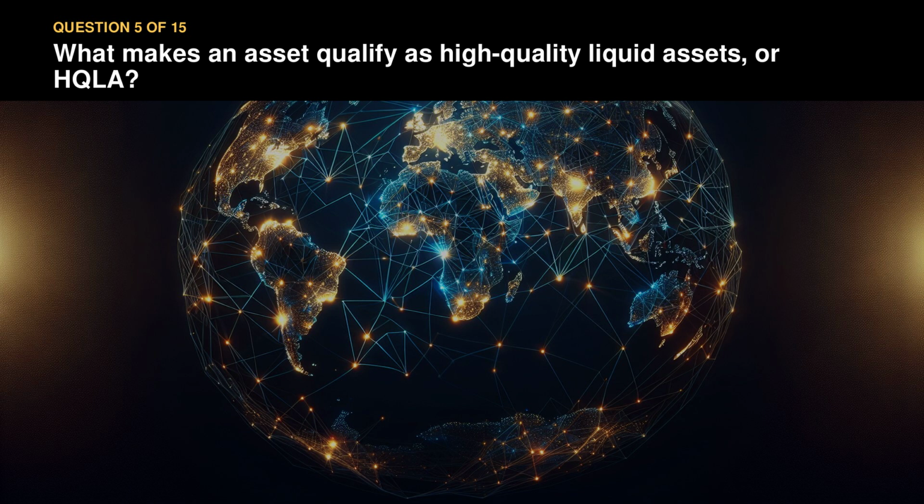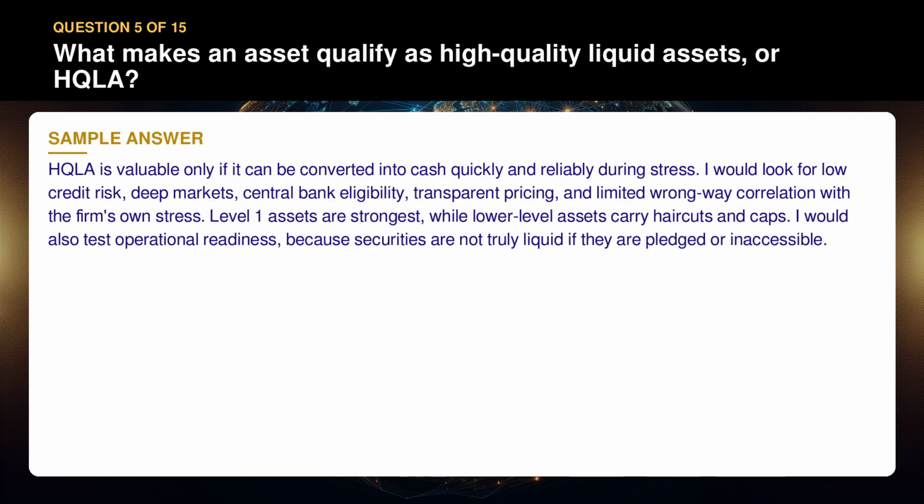Question 5. What makes an asset qualify as high-quality liquid assets, or HQLA? HQLA is valuable only if it can be converted into cash quickly and reliably during stress. I would look for low credit risk, deep markets, central bank eligibility, transparent pricing, and limited wrong-way correlation with the firm's own stress. Level 1 assets are strongest, while lower-level assets carry haircuts and caps. I would also test operational readiness, because securities are not truly liquid if they are pledged or inaccessible.